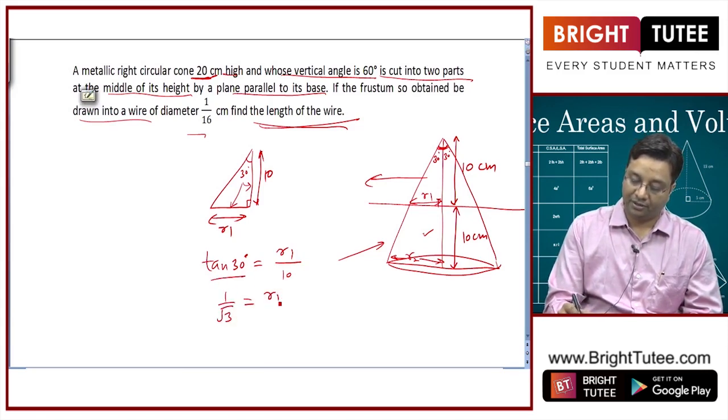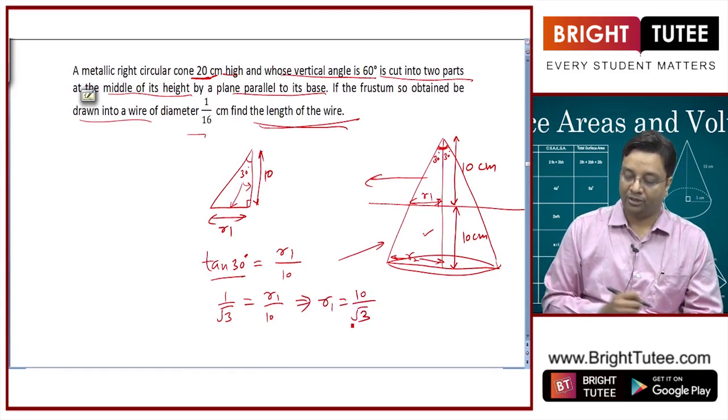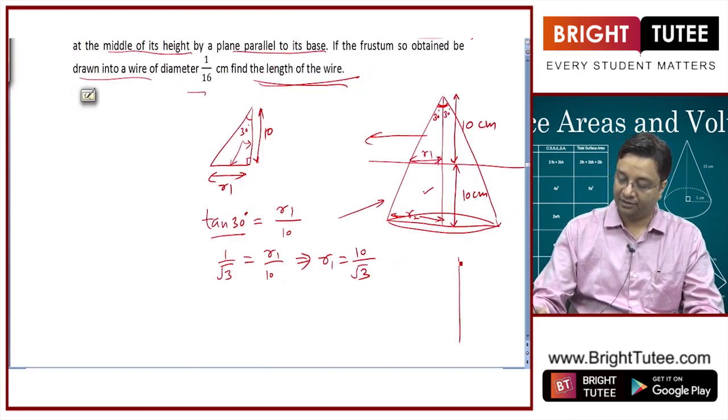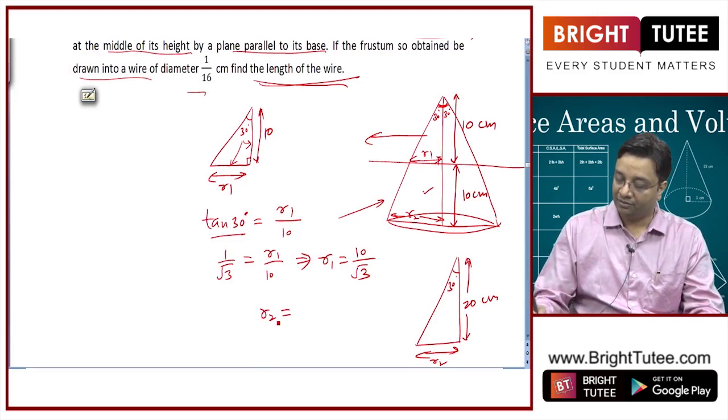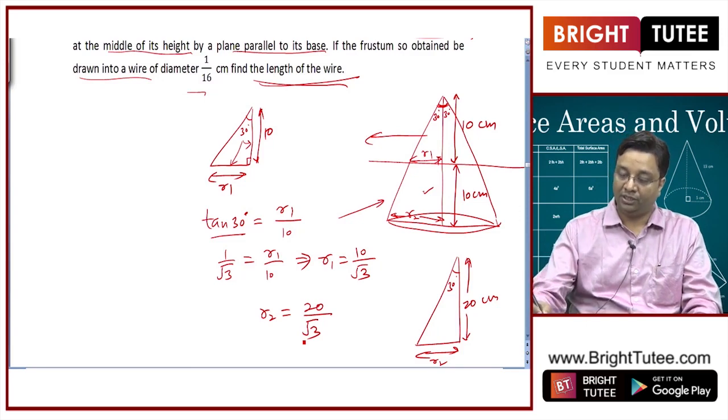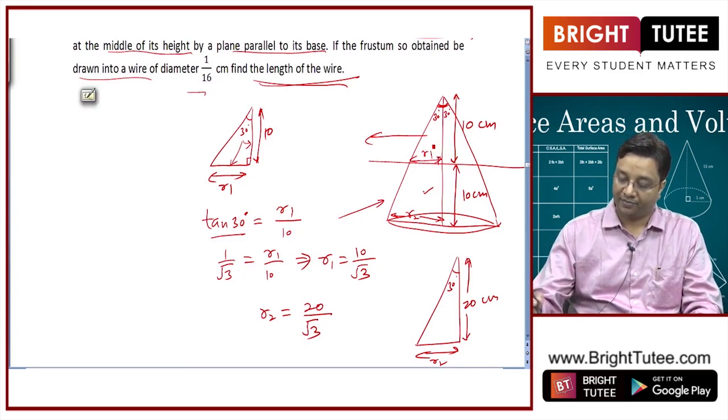It is equal to R1 by 10. Hence I can say R1 is equal to 10 by root 3. Similarly, in this bigger triangle here, where base is R2 and this height is 20 centimeter and this angle is 30 again, I can say R2 will be equal to 20 by root 3. Okay. Or from the similarity concept, you know that if this radius is 10 by root 3, this radius will be double of it, that is 20 by root 3.